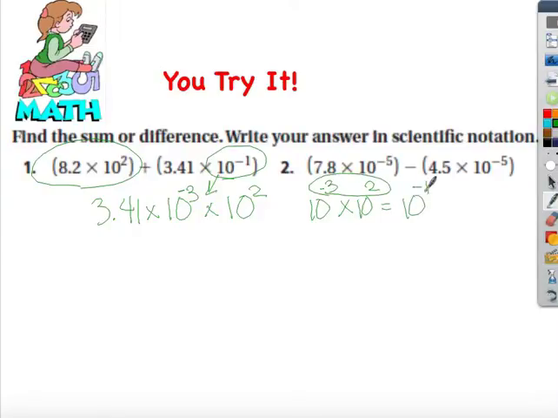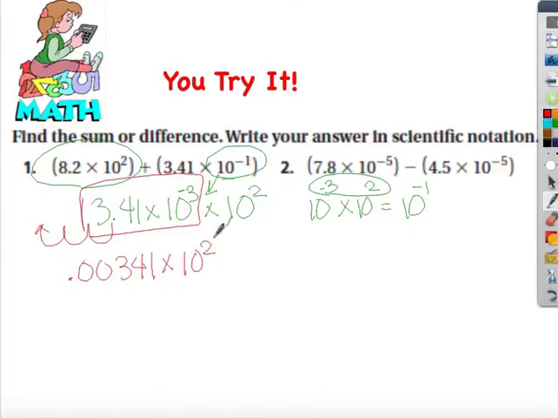Okay, so back to our original power of 10. Now, we need to simplify this part so that we're only left with 10 squared. And this tells us that we need to move our decimal 3 places to the left. So 1, 2, 3. And our new number is 0.00341 times 10 squared. We bring that down.